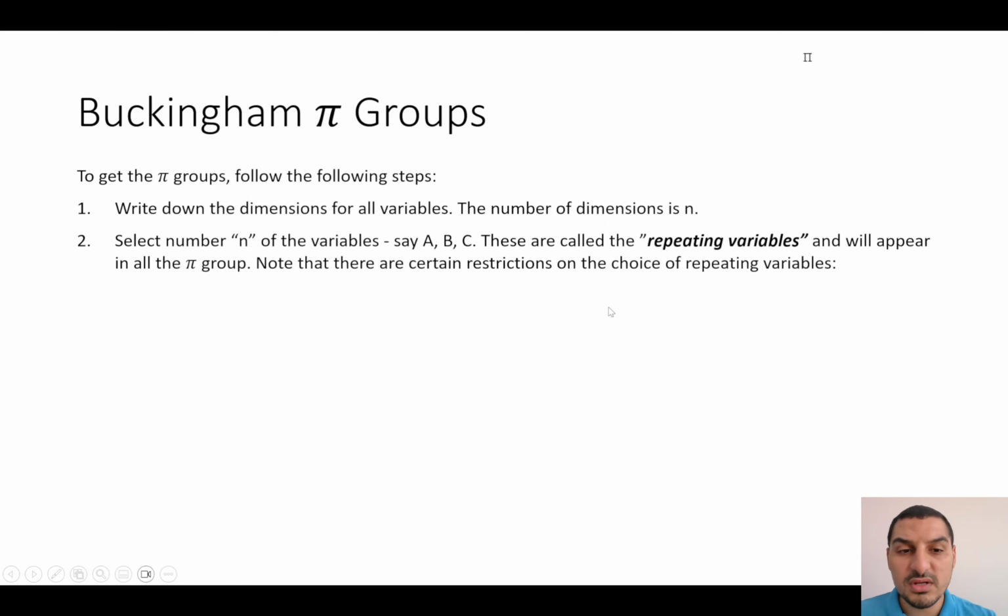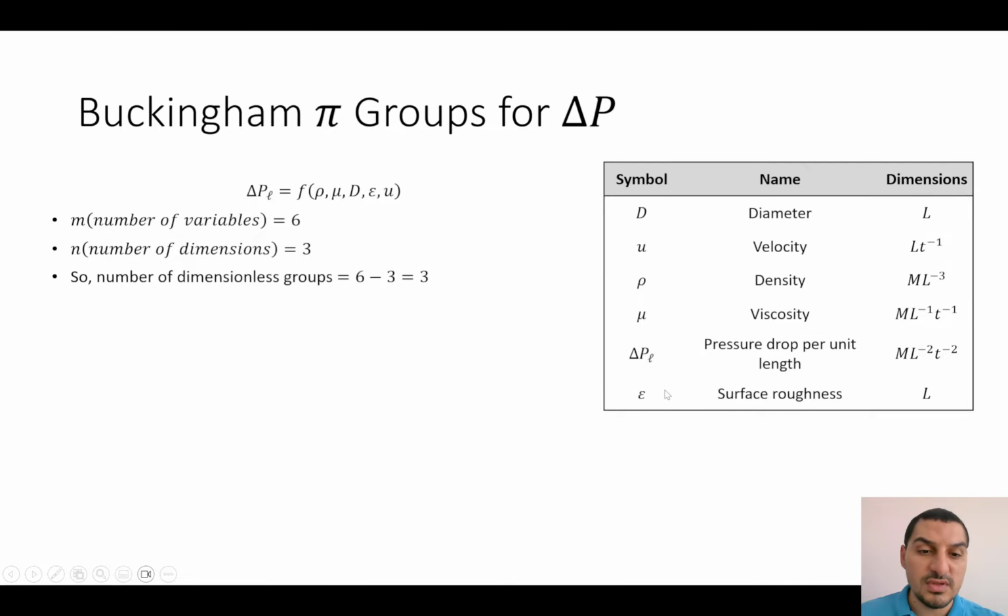So we have 7 and we need to pick 3 of them. We don't have any clue for now which 3 we'll pick. Shall we pick D, U, rho, or mu, delta P, epsilon, or D, epsilon, mu? We have a very, very big number of options. So to reduce the number of options and make the choice easy for us, we have some criteria that we can follow.